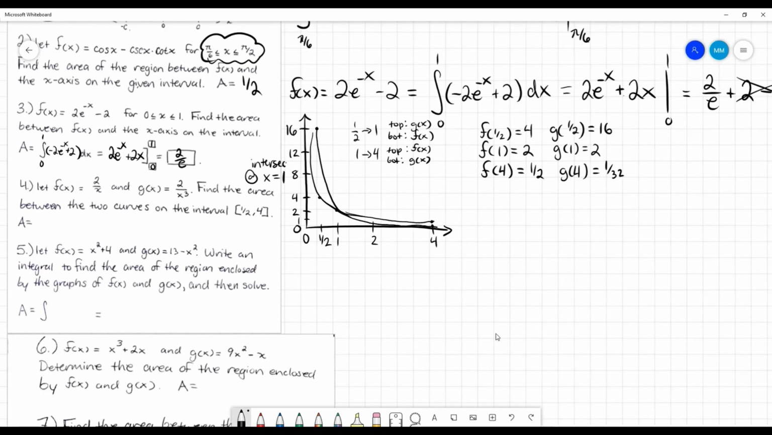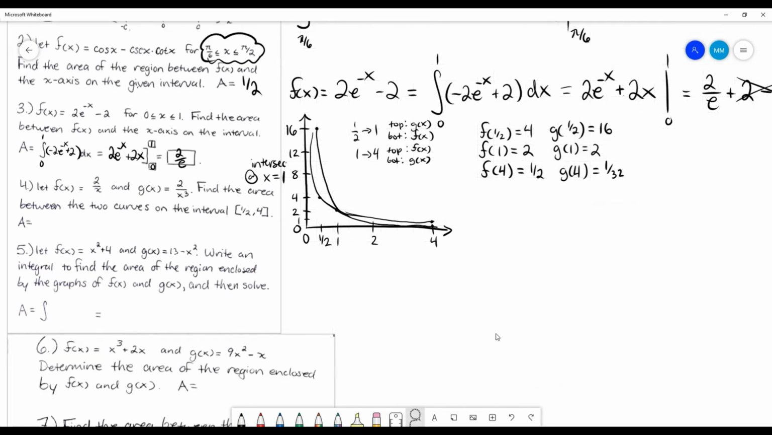But going from there, that makes it pretty simple. We just have to take the appropriate integrals now. So that tells me that for my first integral, I go from 1/2 to 1, so up to the intersection point, and it's going to be g of x minus f of x. So it's going to be 2 over x cubed minus 2 over x. Okay, and that's my first integral.